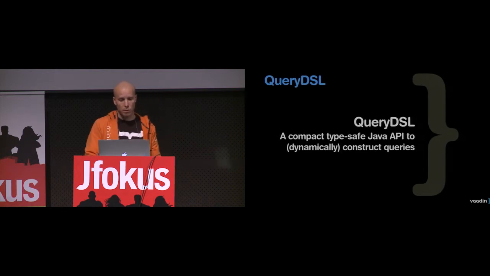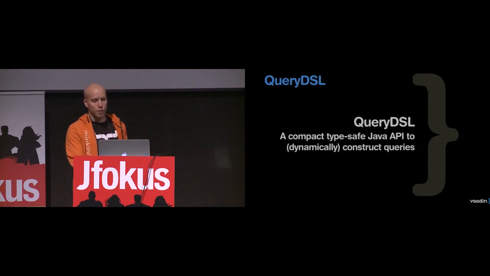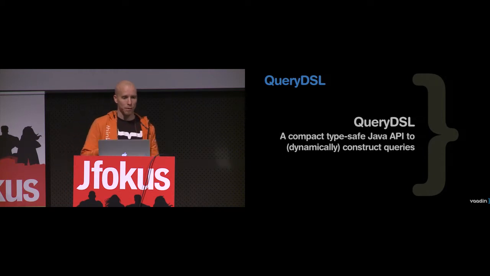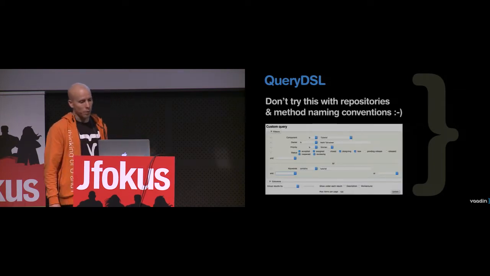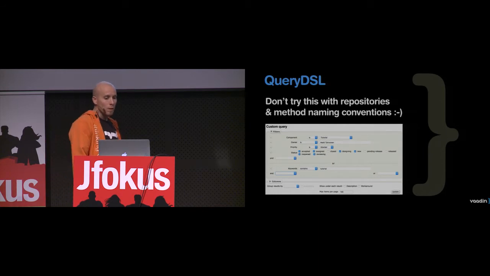So QueryDSL creates a type-safe Java API to construct the queries, and this is really the way I can build a complex query so that it actually works on my first try, because I have dyslexia and I make those typos a lot. So I'm using this quite a lot for more complex stuff.